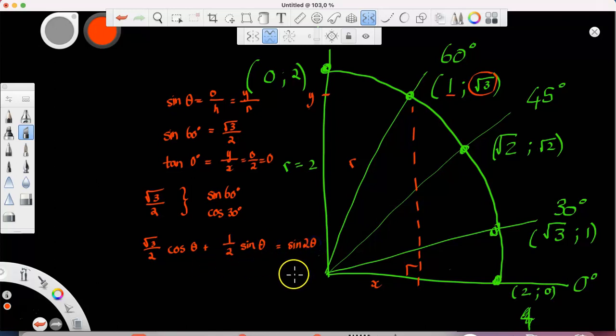If I were to give you something like that, then if you don't know this is actually a special angle, which is sine 60 degrees cos theta plus cos 60 degrees sine theta is equal to sine 2 theta, then you wouldn't have noticed that this can actually transform into sine of theta plus 60 degrees is equal to sine 2 theta. And so now you can solve the equation.